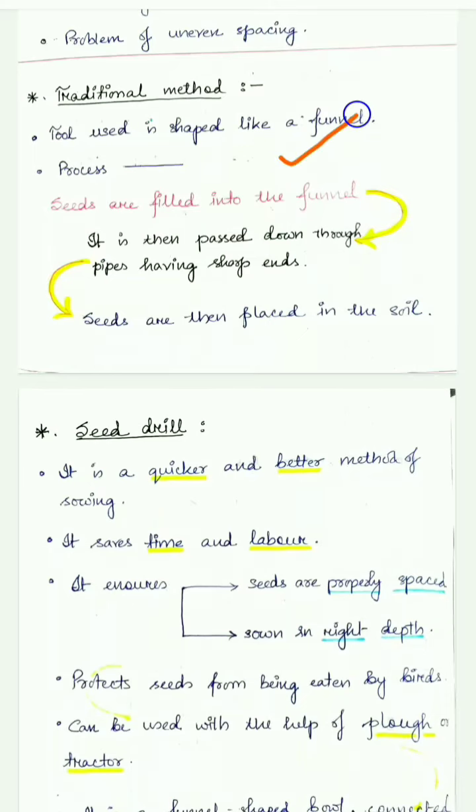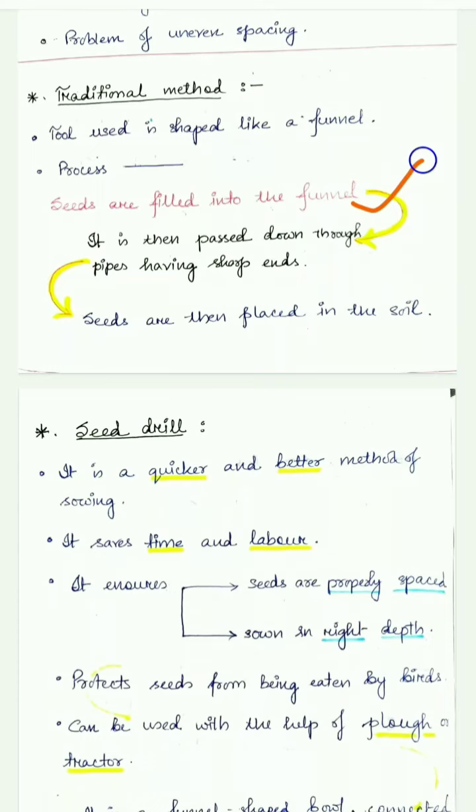So what the farmers will do, they will take the seeds and put the seeds in the funnel. Please check the picture. The process is like that. At first the seeds are filled in the funnel, and then they are passed down through pipes having sharp ends.